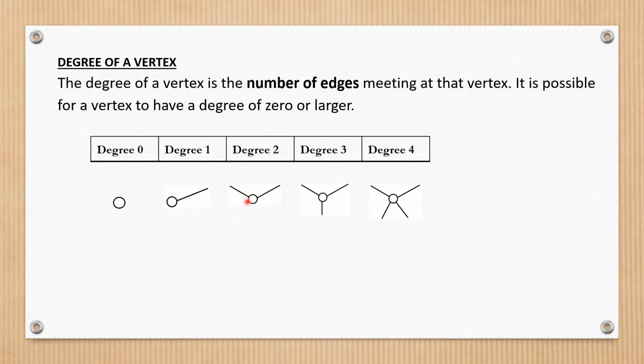This one has degree 2 because there are two edges connected to this. Here, this vertex has degree 3 because there are 3 edges connected to this vertex. And of course, this vertex has degree 4 because there are 4 edges connected to this vertex.